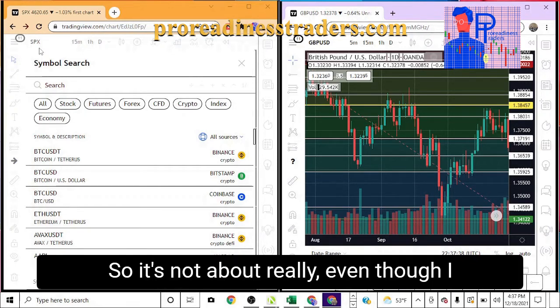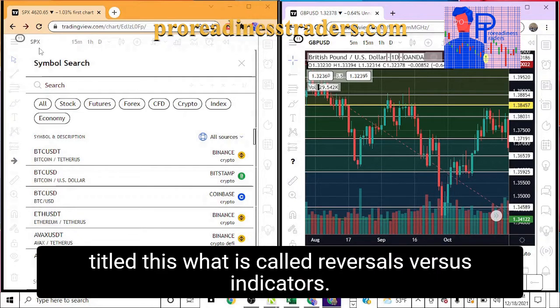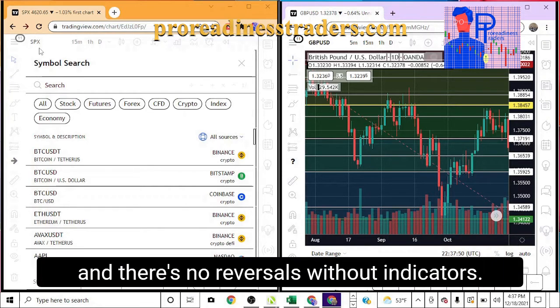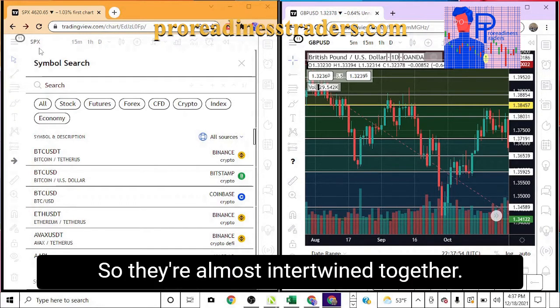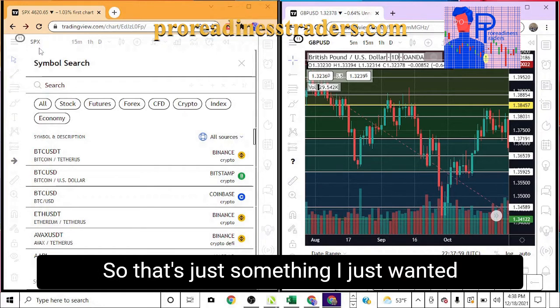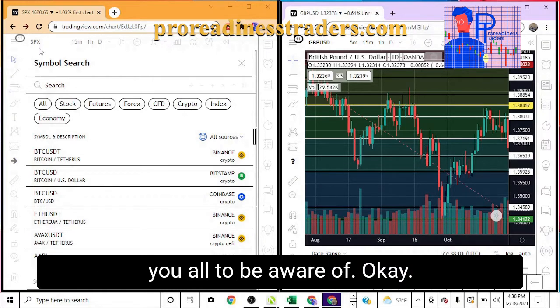So it's not really about, even though I titled this Reversals versus Indicators, there are no indicators without reversals, and there are no reversals without indicators. So they're almost intertwined together. That's just something I wanted you all to be aware of.